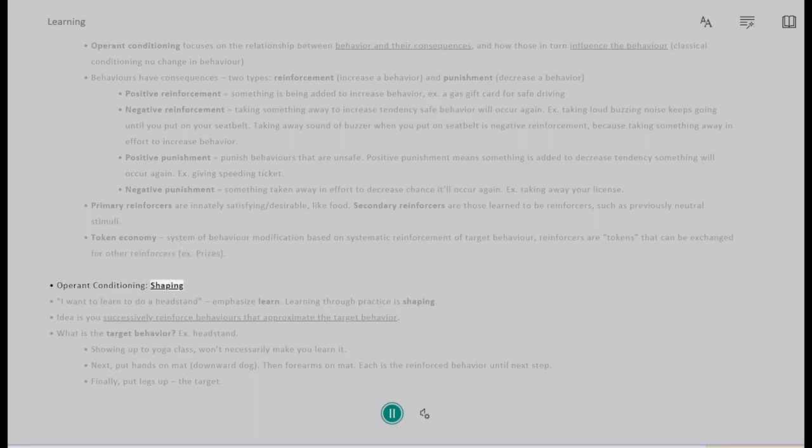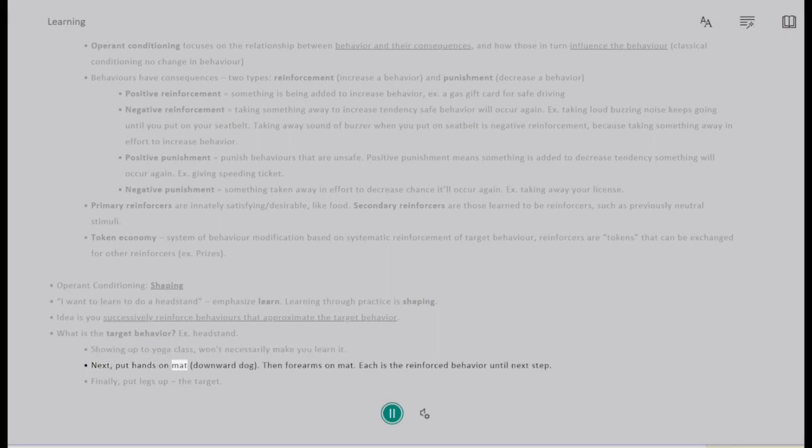Operant conditioning: shaping. I want to learn to do a headstand, emphasis on learn. Learning through practice is shaping. The idea is you successively reinforce behaviors that approximate the target behavior. What is the target behavior? Headstand. Showing up to yoga class won't necessarily make you learn it.